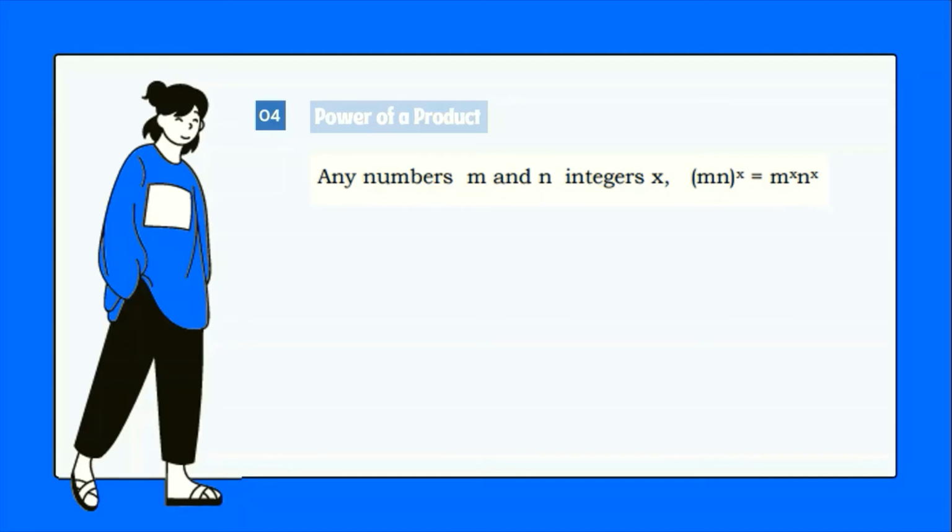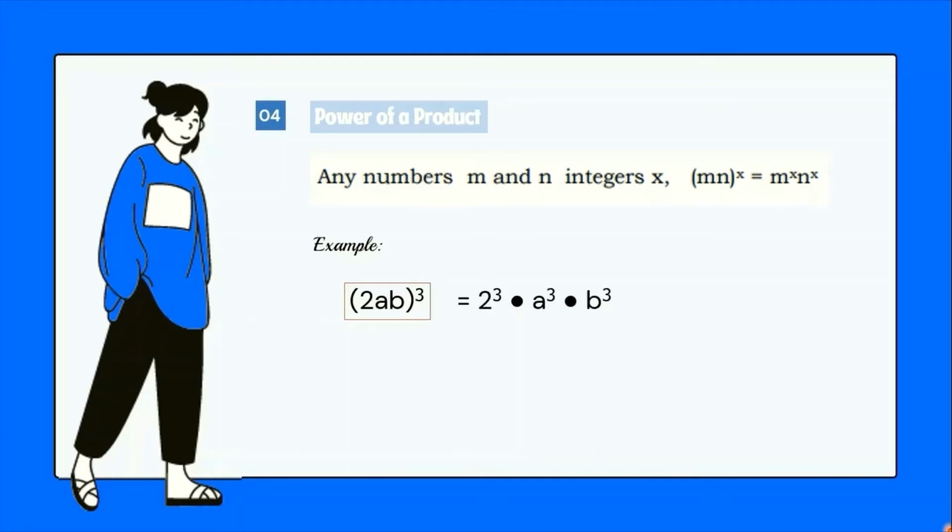We also have power of a product, where for any numbers m and n and integer x, m multiplied by n raised to the power of x is equal to m raised to the power of x multiplied by n raised to the power of x. Magbigay tayo ng halimbawa. 2ab cube. Meaning yung 2ab ay enclosed in a parenthesis raised to the power of 3.